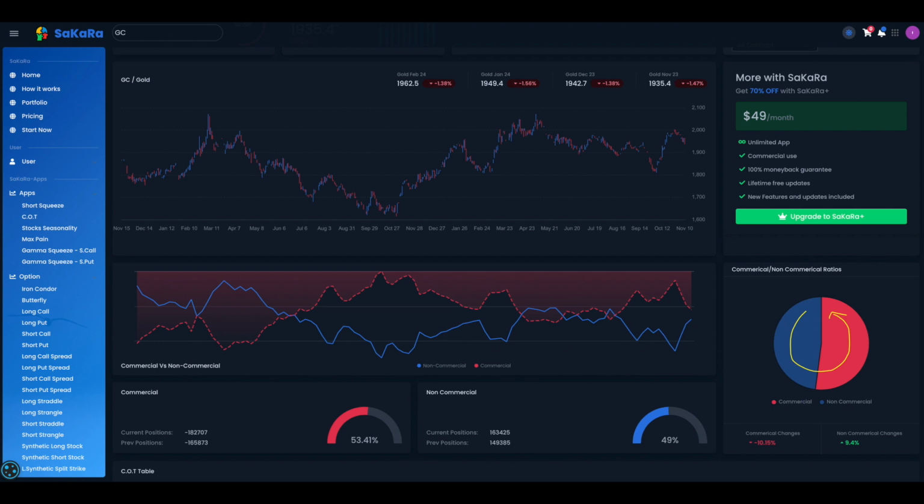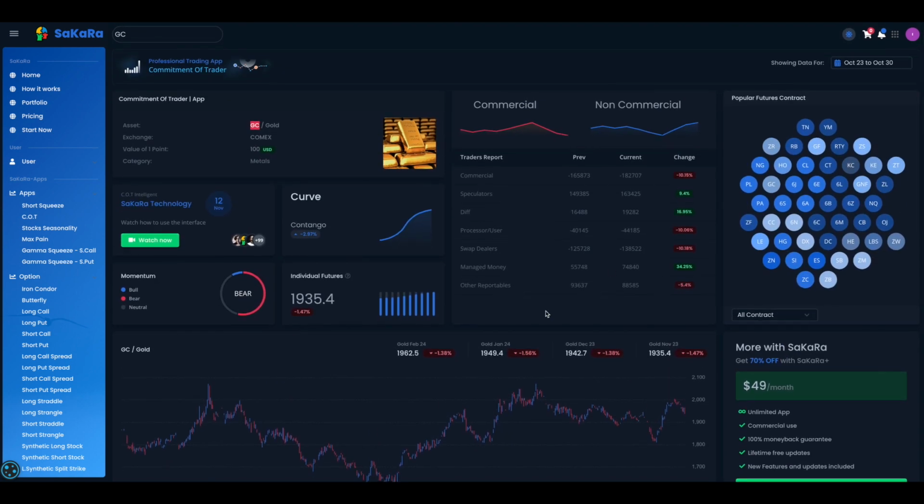If you want to know more about this, you can of course read it on our platform. Push this button, watch it now, and you will understand what the Commitment of Traders is. And it shows you not only the gold, it shows you many other assets like corn, wheat.